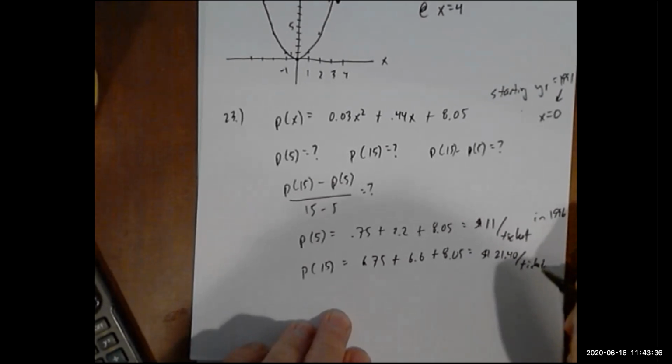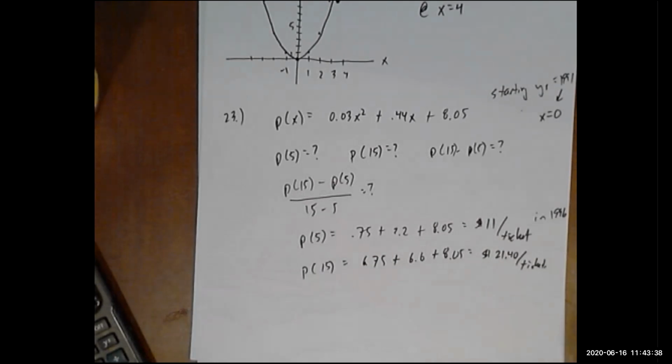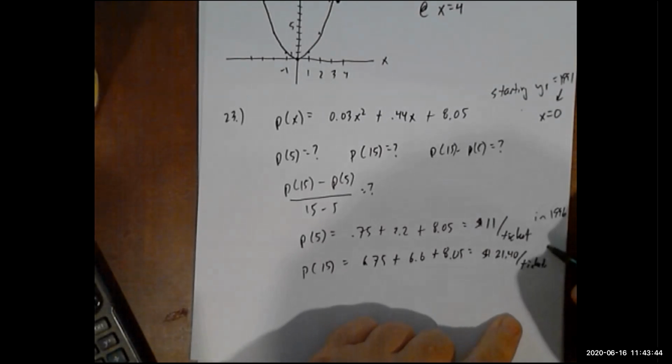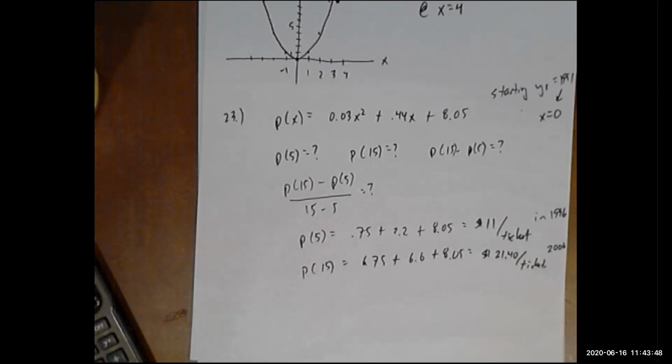Wow, in 10 years, pretty big jump. In 1996, the ticket cost $11. And in 2006, the ticket cost $21.40.